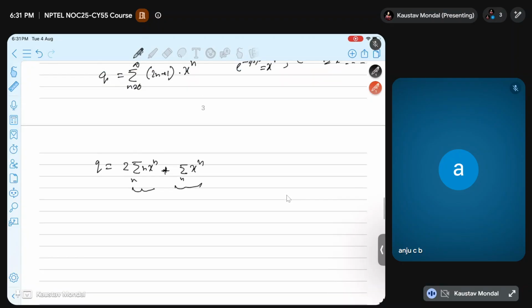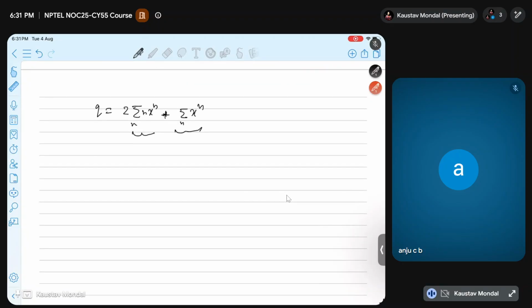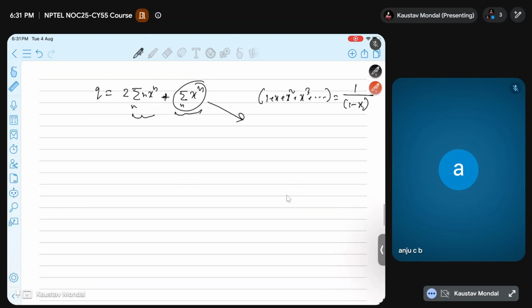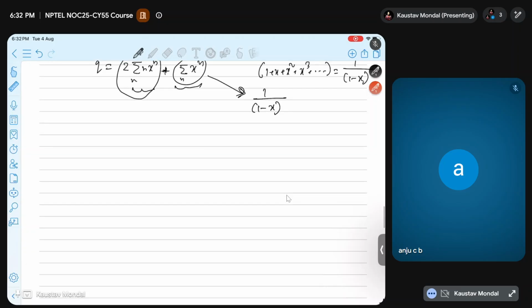The second summation is the normal formula that we know, the formula of the binomial expansion. That is, 1 plus x plus x square plus x cube and so on would be basically 1 by 1 minus x. So this thing has a closed form, that is 1 by 1 minus x. Now next you have to evaluate the first summation. So how do you do that?